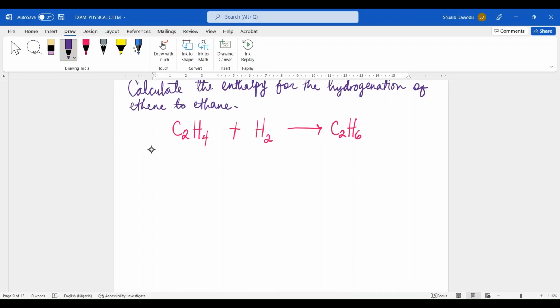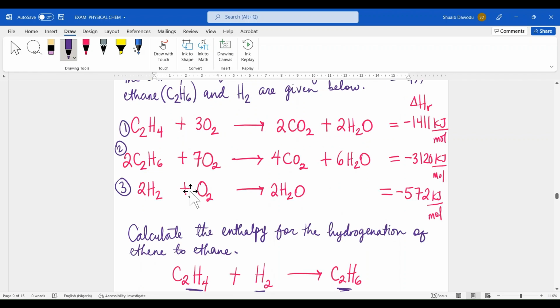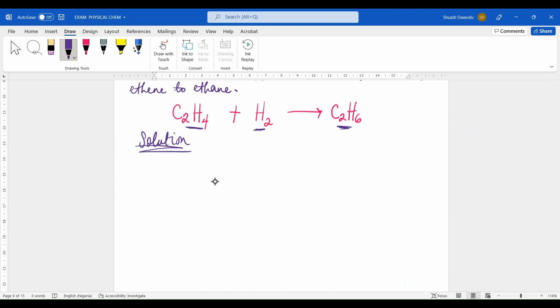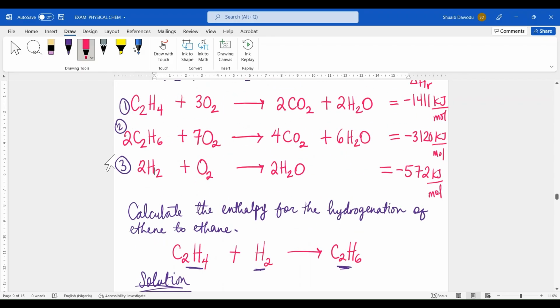To solve the problem, you focus on each major molecule on its own. You've been given C2H4, H2, as well as C2H6. These are the three molecules that we're going to be focusing on to answer this question. The first thing to note is that C2H4 is the first molecule on your left. So we have to compare the general reaction at the bottom with these three different reactions to solve this question.